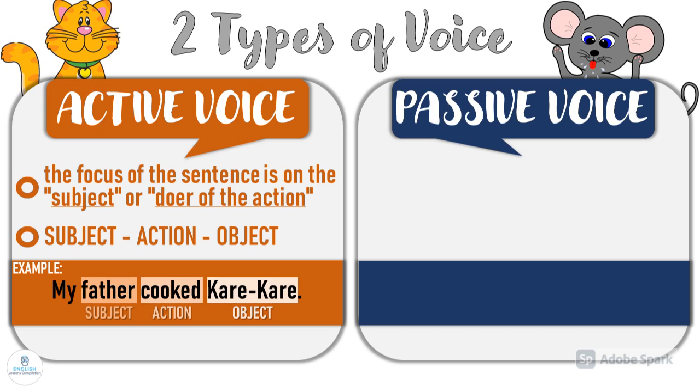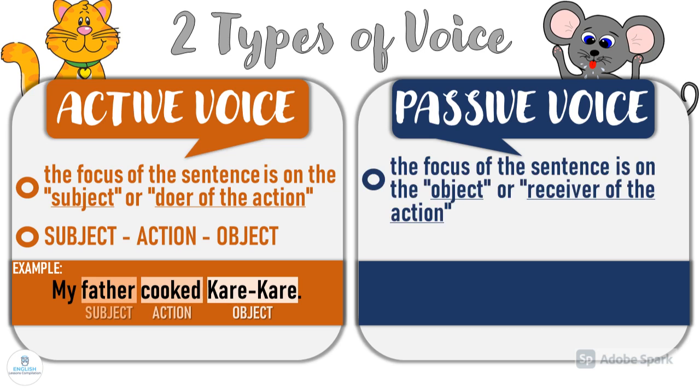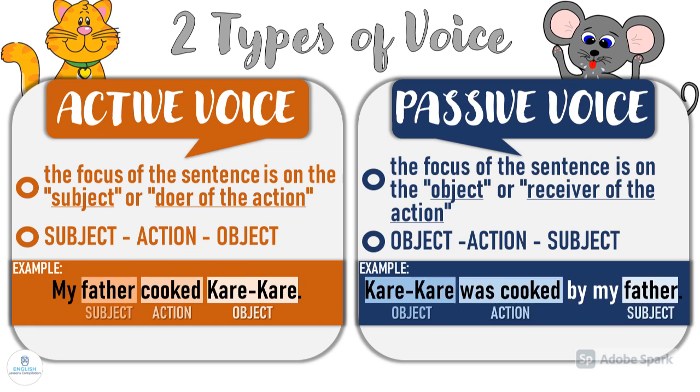Let's now scrutinize the passive voice. The voice of the verb is passive if the focus of the sentence is on the object or receiver of the action. The common structure of the sentence, if the voice of the verb is passive, is object, followed by the action, and the subject.